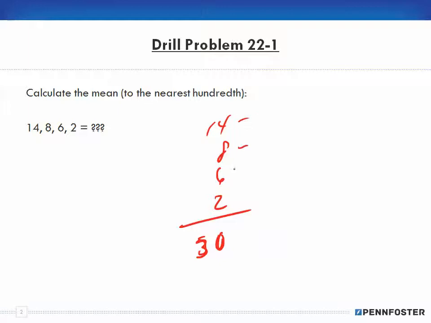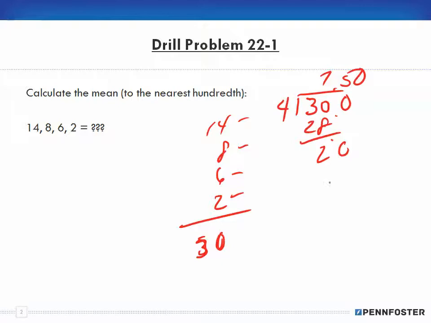Okay, and there's 1, 2, 3, 4 instances, 4 pieces of data. So we take the 30 and we divide it by 4, and we end up with, let's see, 7 is 28, decimal there, 7.50. So our mean is equal to 7.50. Nothing more than an average of those numbers. That's what a mean is.